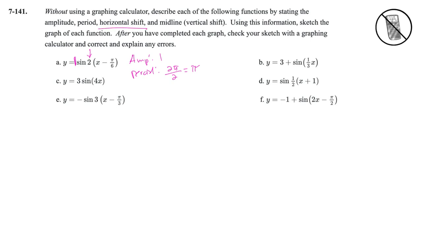Then my horizontal shift, that's that h value there. That is going to be increased by pi over 6, so it's going to go to the right, pi over 6. And then the midline, well, this would just be a plus 0. So my midline, or my vertical shift, would just be at 0.